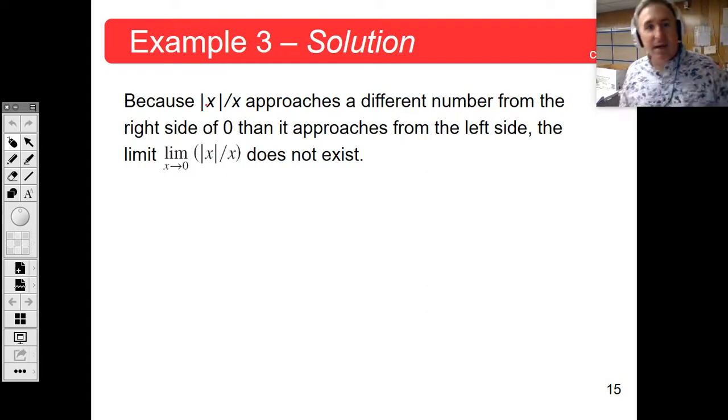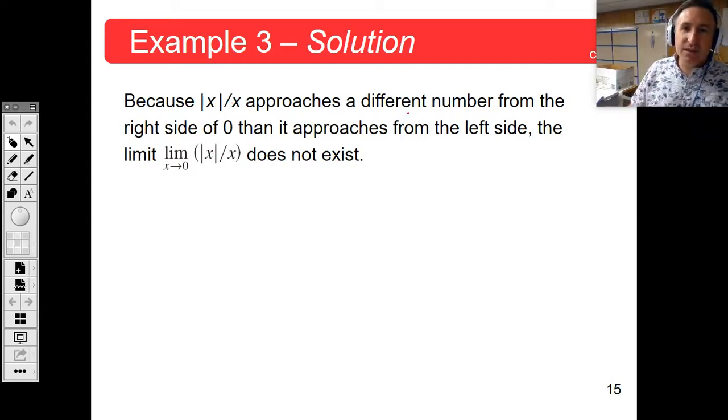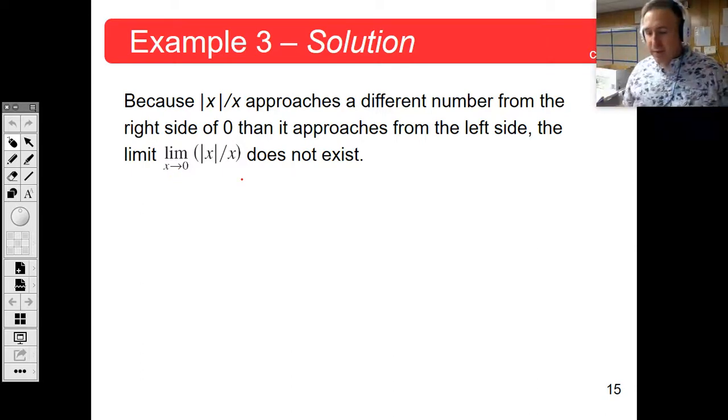Because the absolute value of x divided by x approaches a different number from the right side of 0 than the left side. The left-hand limit and the right-hand limit don't agree, then the limit doesn't exist. Left-hand limit, right-hand limit don't agree. Okay.